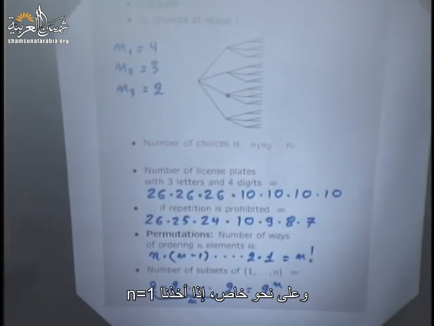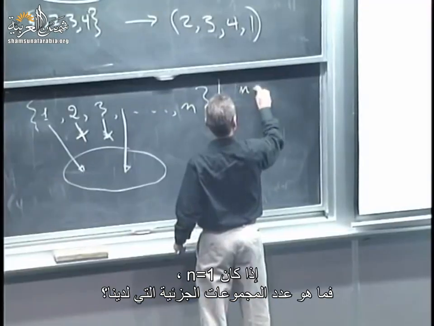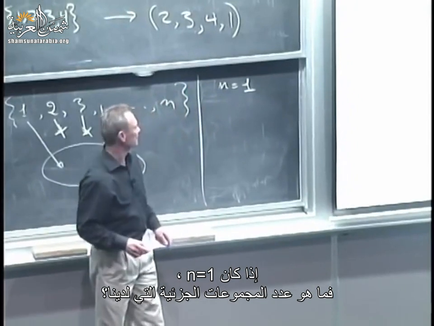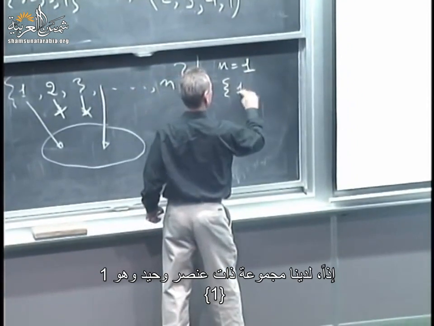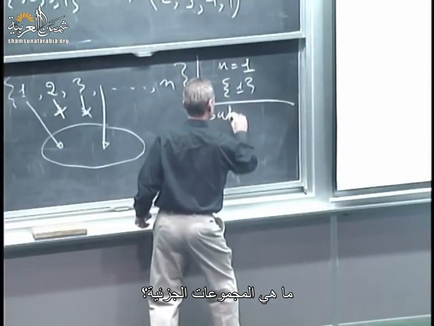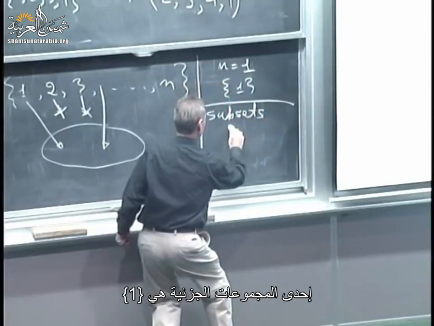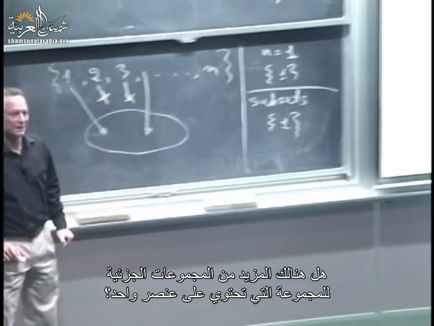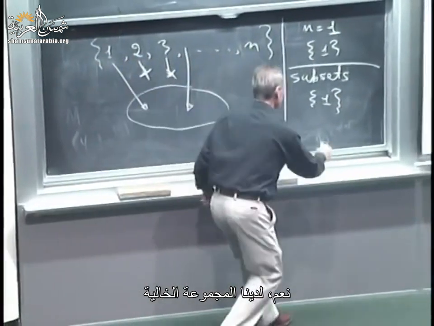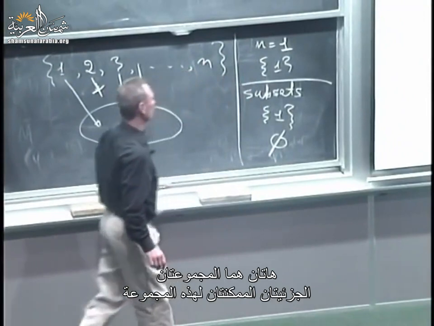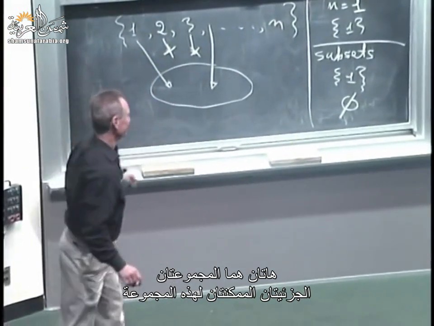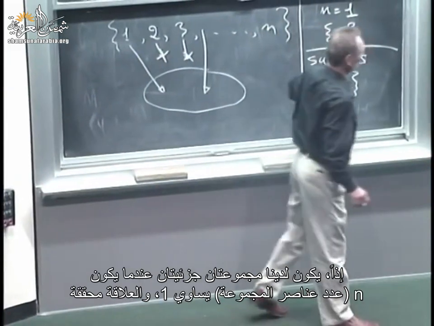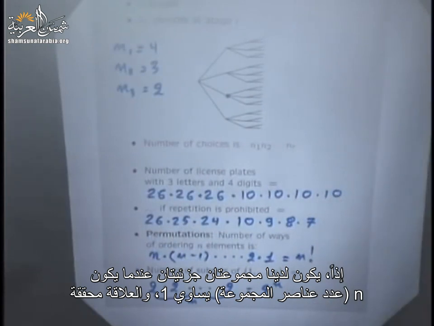So in particular, if we take n equal to 1, let's check that our answer makes sense. If we have n equal to 1, how many subsets does it have? So we're dealing with the set of just 1. What are the subsets? One subset is this one. Do we have other subsets of the one element set? Yes, we have the empty set. That's a second one. These are the two possible subsets of this particular set. So two subsets when n is equal to 1, that checks the answer. All right.